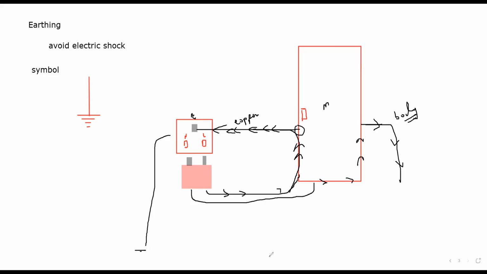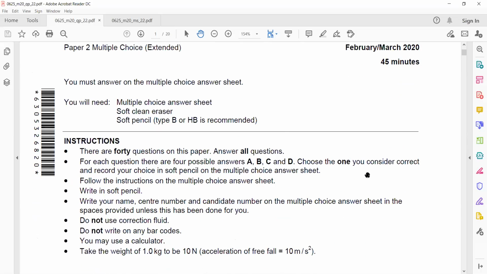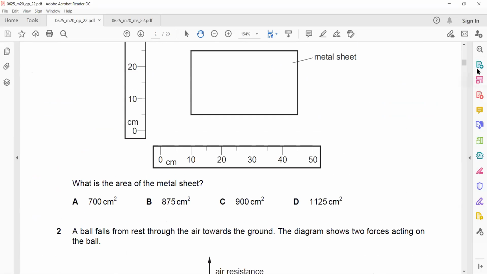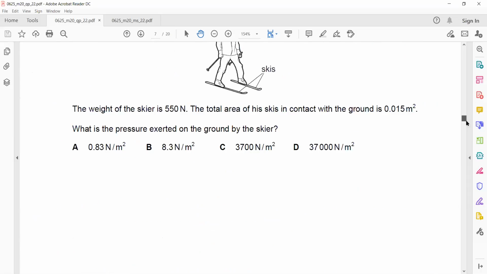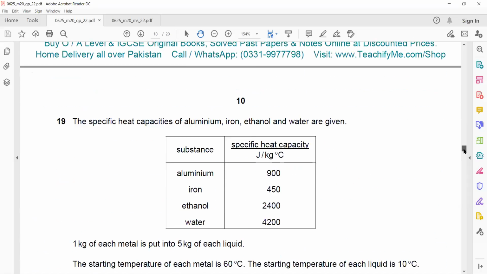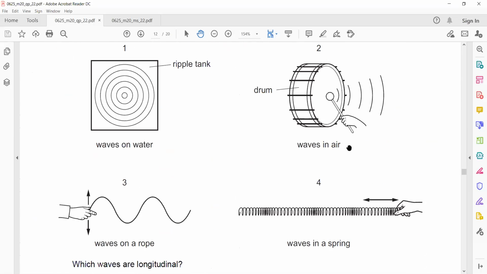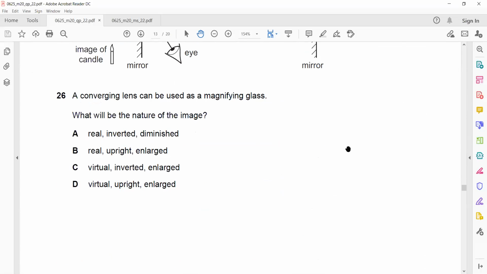Now some questions related to electricity. This is the February March 2020 paper. Electricity and magnetism mainly I will discuss with you. Normally from question 25 or 26 onwards, you will find electricity and magnetism.